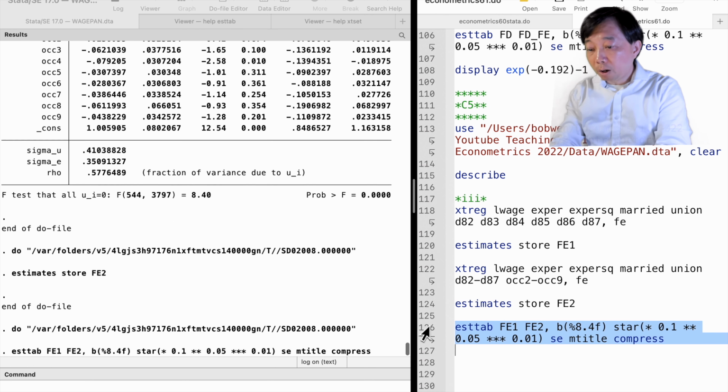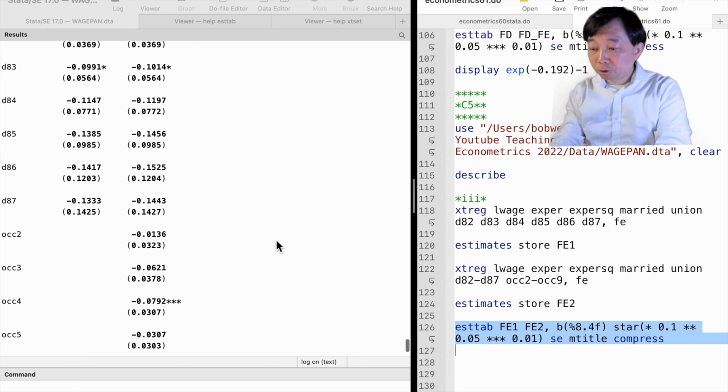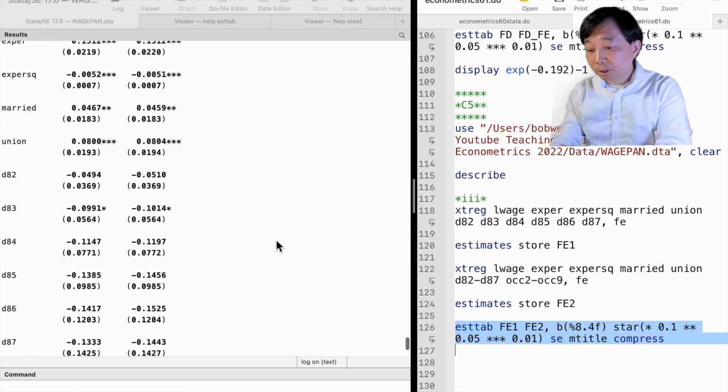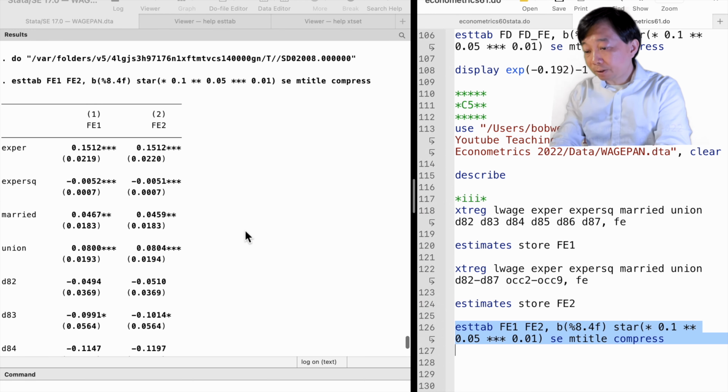The coefficient on union does not change much. They are almost the same. It is still statistically significant at the 1% level.